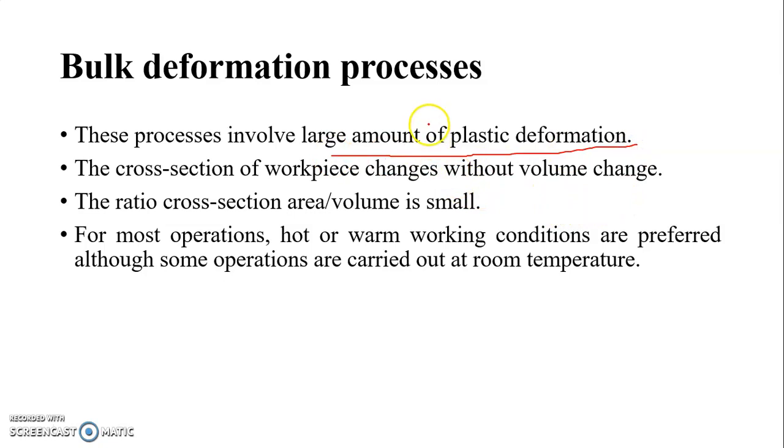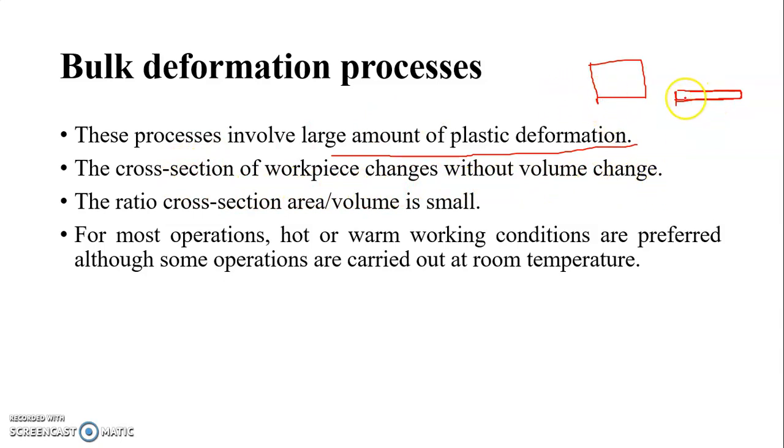In this, the plastic deformation is very big because we form the product from the bulk material to the sheet. So there is a big plastic deformation in bulk forming processes. The cross-sectional area of the workpiece changes without volume change.